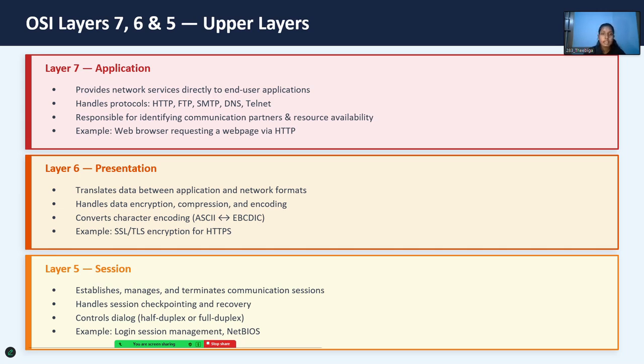Layer 5, the session layer, is responsible for establishing, maintaining and terminating communication sessions between two devices. It also handles recovery, so if a session is interrupted, it can pick up from where it left off rather than starting over. A practical example is managing a login session on a web application.